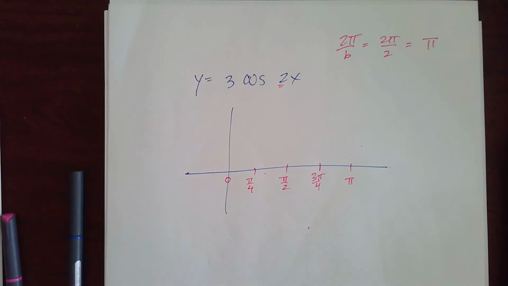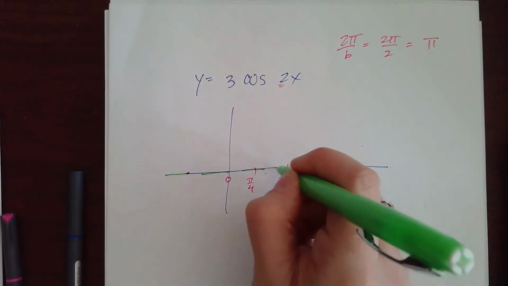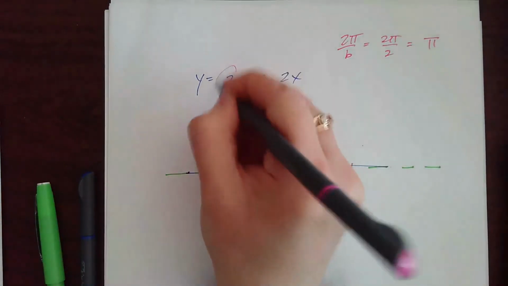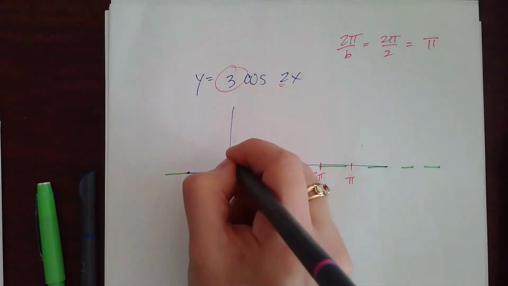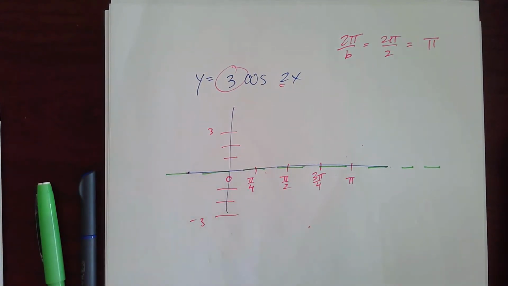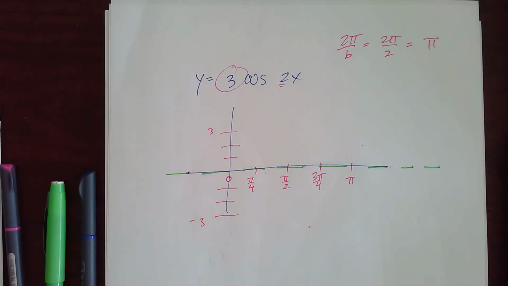All right, sketch your midline. So my midline is right here at the x-axis. And then I'm going to use my amplitude to get my min and max. So 3, -3. Again, from the midline to the max is your amplitude, and from the midline to the min is your amplitude.